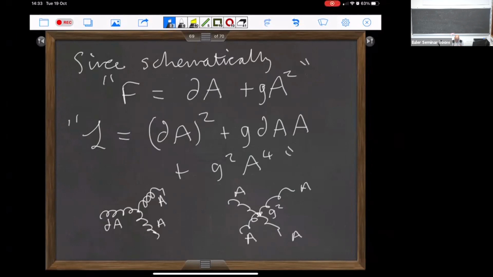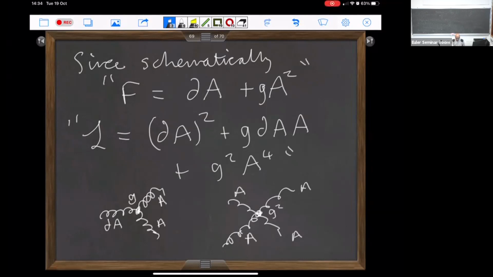An important point from a physical point of view about these Lagrangians is that non-abelian gauge fields interact with themselves. Since F is schematically dA plus coupling constant times A squared, when we expand out F squared, we get two types of interaction terms. One is a cubic interaction proportional to g, and the second is a quartic interaction proportional to g squared. And those interactions are extremely important.